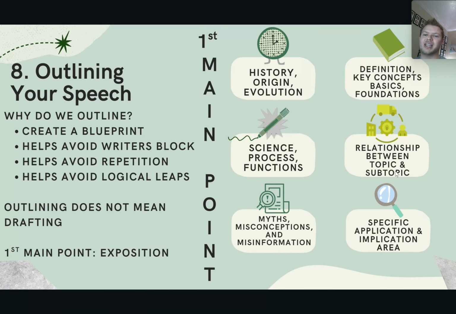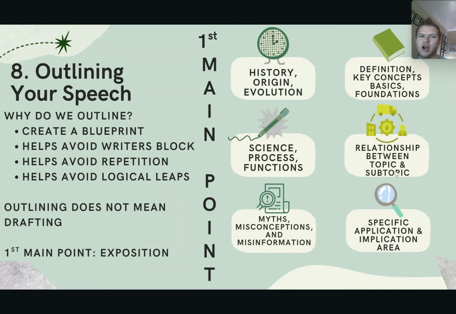You can discuss the relationship between your topic and a related topic. You could talk about myths, misconceptions, and misinformation related to your topic. Or you could break your topic down into 3 application or implication areas. And so instead of doing exposition point 1, application point 2, implication point 3, you basically do, in this area of life, exposition, application, implication. In this other area of life, exposition, application, implication. But this is pretty rare for a first main point.